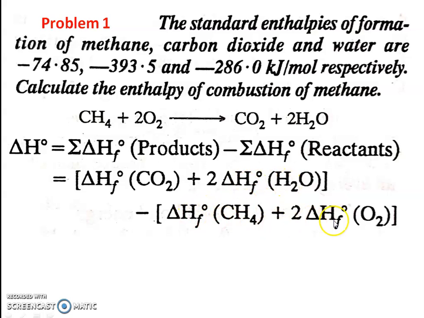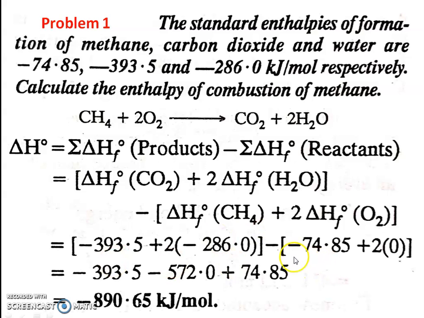Now all these values are given: the enthalpy of formation of carbon dioxide, water, methane. So you just substitute the values, and the enthalpy of formation of oxygen is considered as 0, because the standard enthalpy of formation of an element in its standard state, a pure element, is always 0. Oxygen is a pure substance, a pure element in standard state, and therefore its enthalpy is considered as 0. So when you substitute the values, the answer is minus 890.65 kilojoule per mole. So this is the enthalpy of combustion of methane.